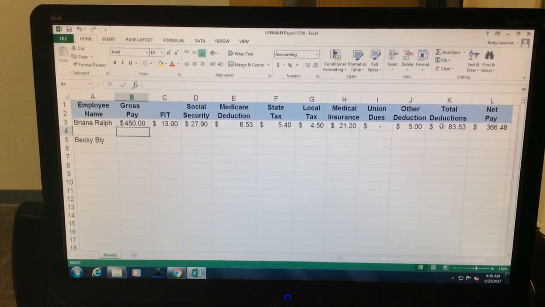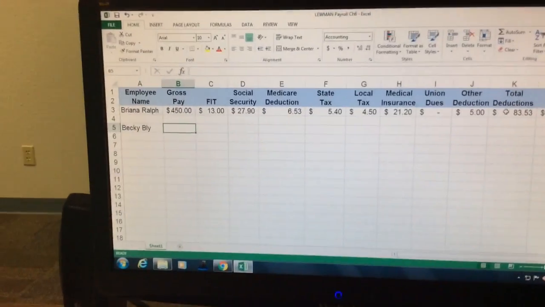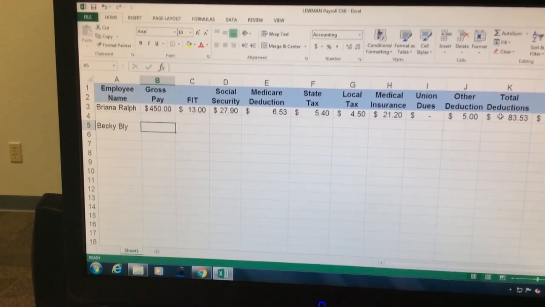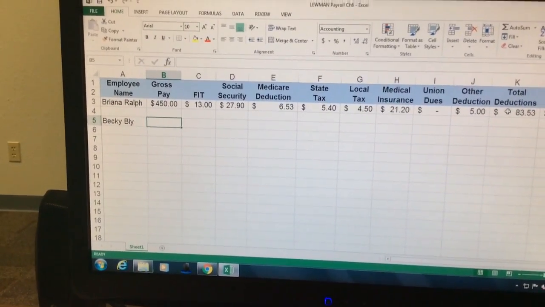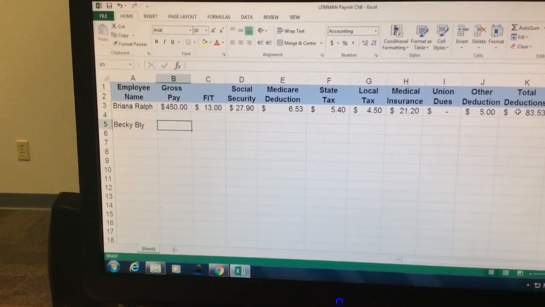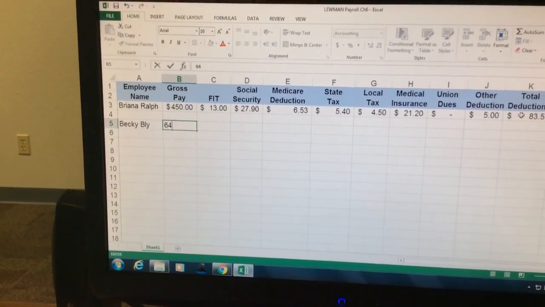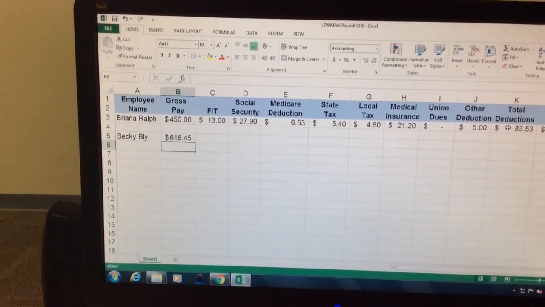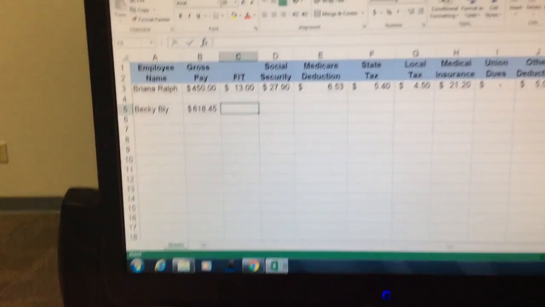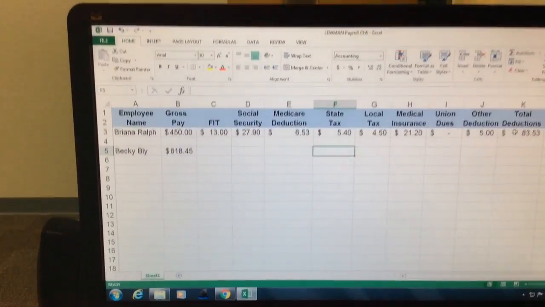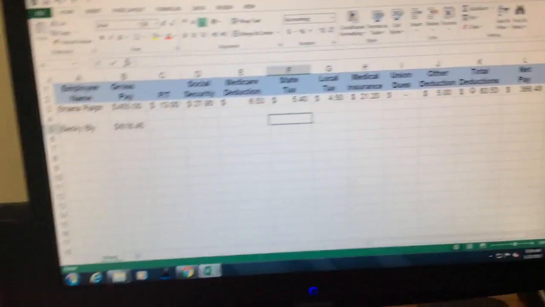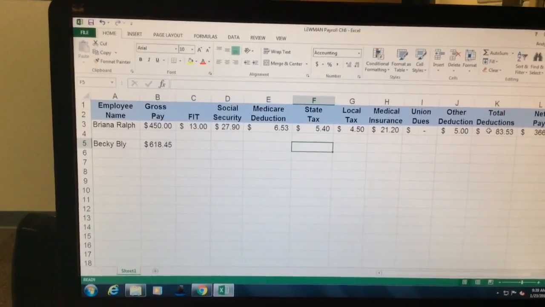Now, really quickly, to touch upon a couple other things you're going to need to know, Becky Bly's situation in problem 3, her gross pay is $618.45. So you want to type in that gross pay. And for her state tax, they give us some exemptions to take into consideration, meaning that those exemptions will reduce what she owes in state tax.